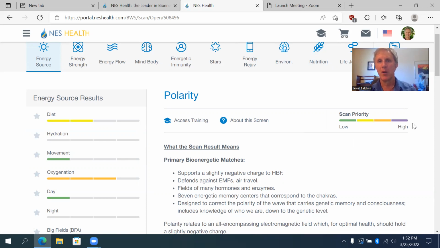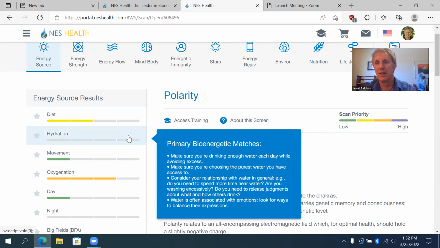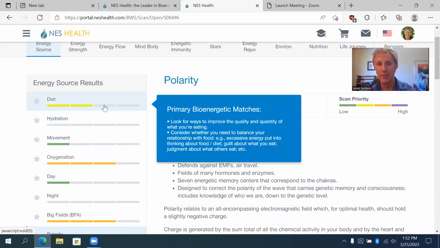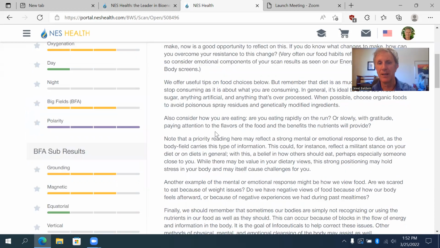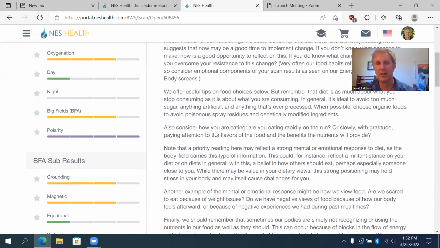Purple means for your system at this time, it's important to deal with. It's not comparing you to anybody else. It's comparing the strength of your body field in this scan item to what is optimal. That's it. So in my system, diet was not a priority. Neither was hydration. But if it is, you'll see it. And if it isn't a priority, you can click on the item, and then you'll read what the scan item means, and then there are recommendations, hacks, and lifestyle changes, things like that.